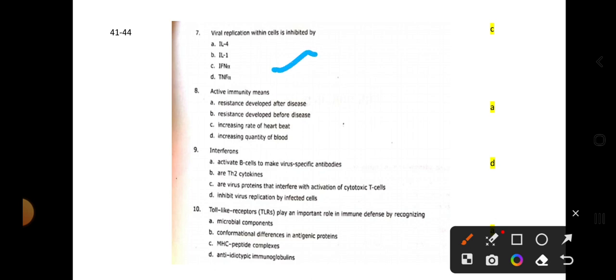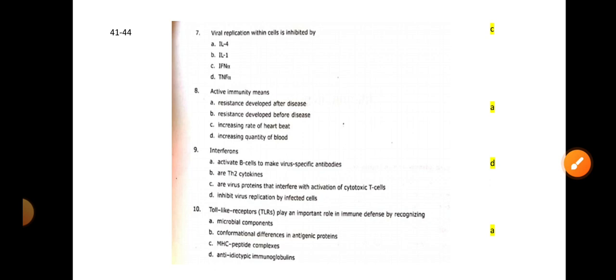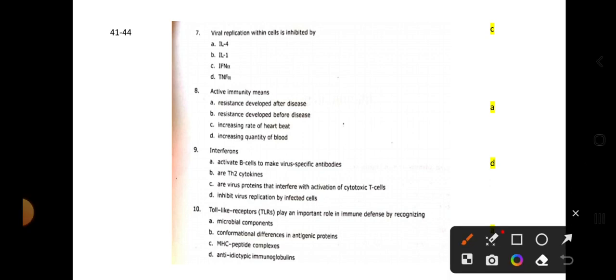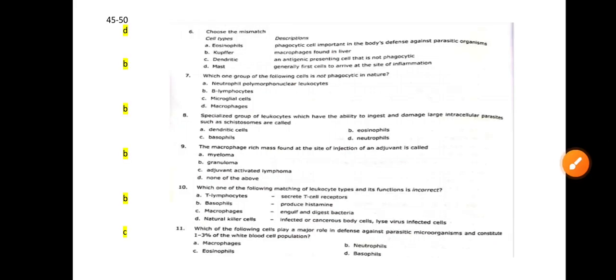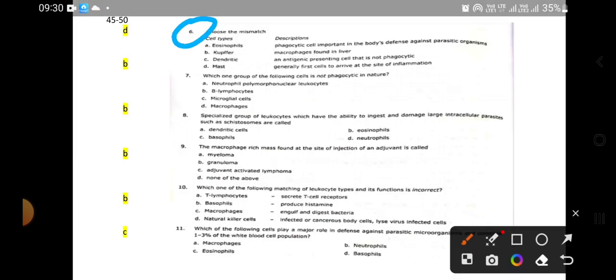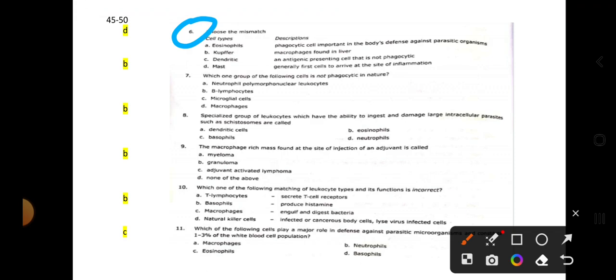alpha. Active immunity means resistance develops after disease. Interferons inhibit virus replication by infected cells, and toll like receptors play an important role in immune defense by recognizing microbial components. Now choose the mismatch for this option, and the answer will be mast cell, generally first cell to arrive at the site of inflammation. Actually, these are not mast. Mast cells will be released later such that you can get histamine there. So mast cells do not arrive first at the site.